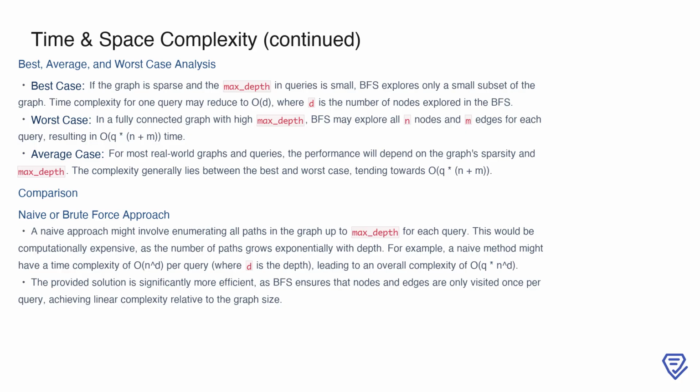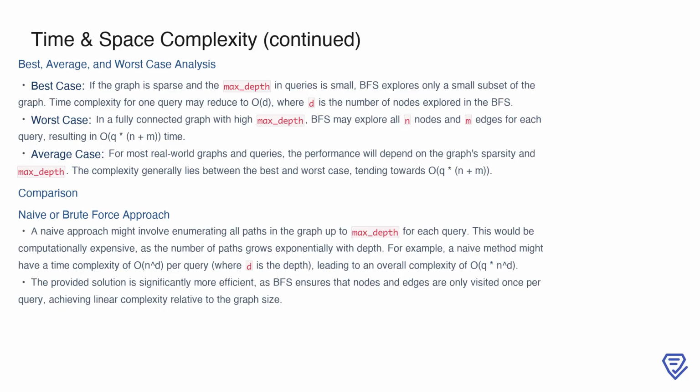Best, average, and worst-case scenarios help us understand how the solution performs under different conditions. In the best case, if the graph is sparse and the maximum depth specified in the queries is small, BFS will only explore a limited subset of the graph. Here, the time complexity for one query can reduce to O(d), where d represents the number of nodes explored.